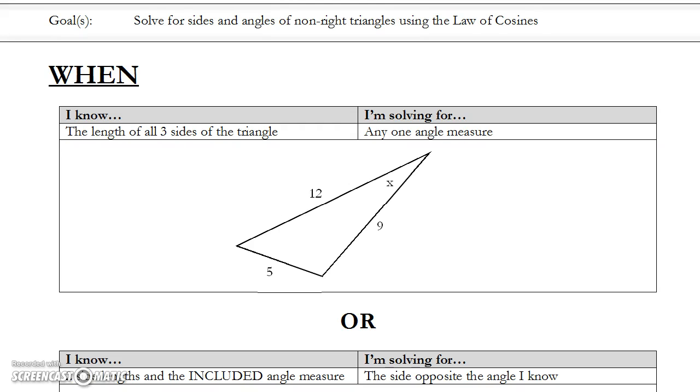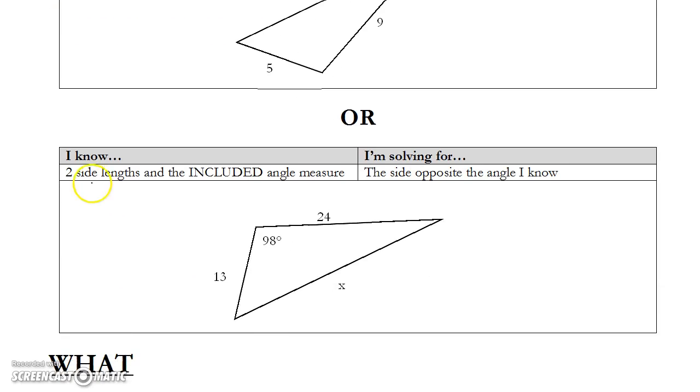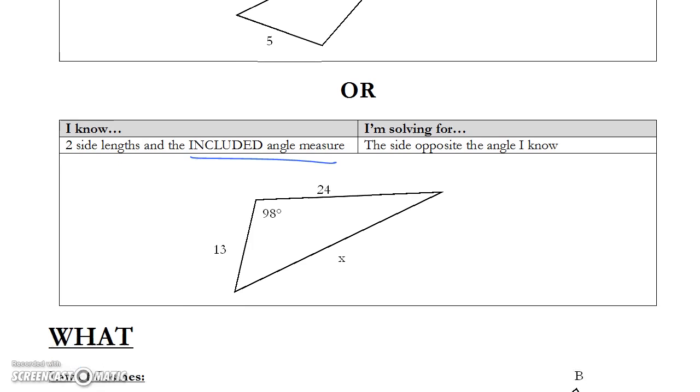The first situation we're allowed to use law of cosines is if we have been given the length of all three sides of a triangle. We don't know anything about any of my three angles. If I know all three lengths, then I can use the law of cosines to find any angle measure. The second situation is if I only know two of my side lengths and the included angle measure. It only works, for our purposes at least, if we know the included angle measure, and we are looking for the third side length, the length of the side opposite our included angle. So, those are the two major focuses we're going to talk about.